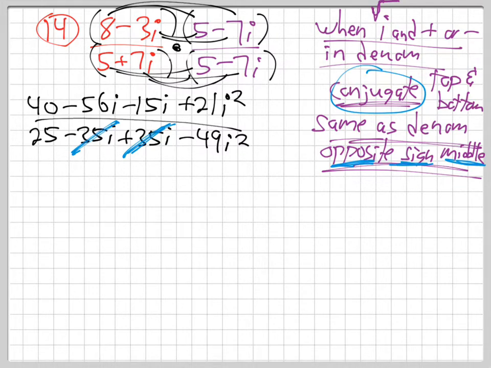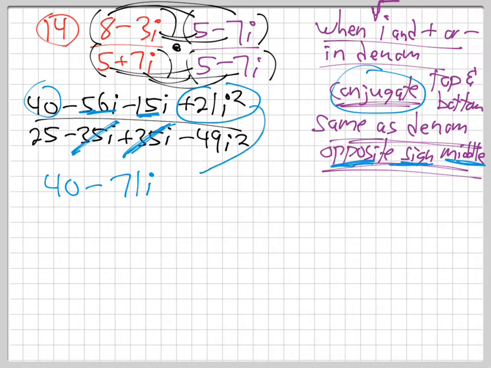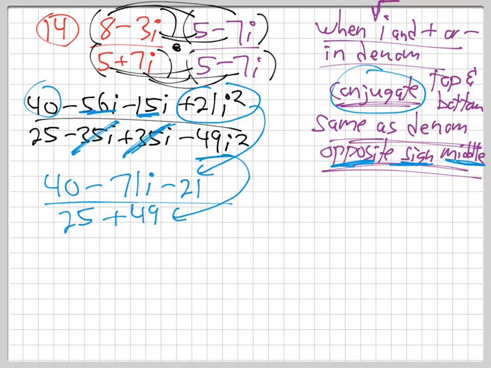All right, so what does that leave us then? On the top we have 40 and minus 56i minus 15i. What is that? Minus, I don't know, 71? See, is that right? 70, yeah, minus 21i, just use your calculator. And what do you do with plus 21i squared? Remember what i squared does? Flips the sign, because i squared is negative 1. Minus 21. Down below, 25, and then minus 49i squared? Plus 49. Yeah. And then what do we get after that?